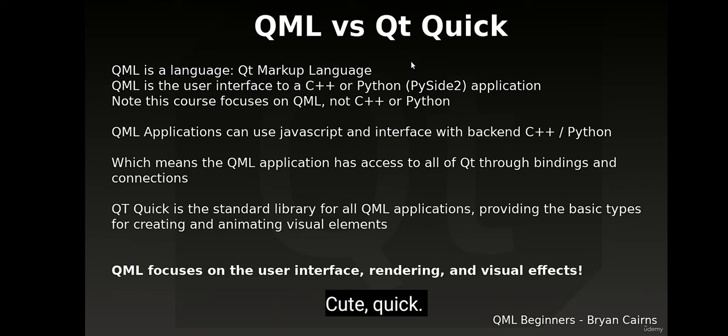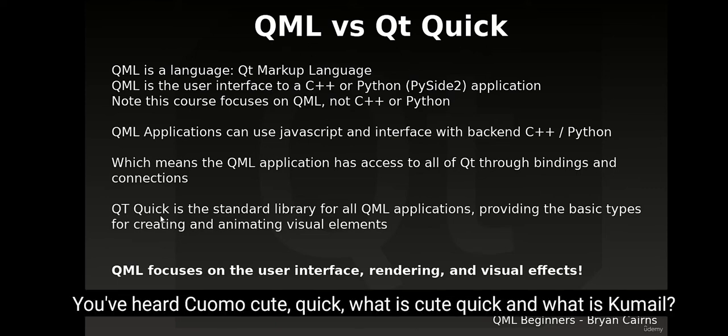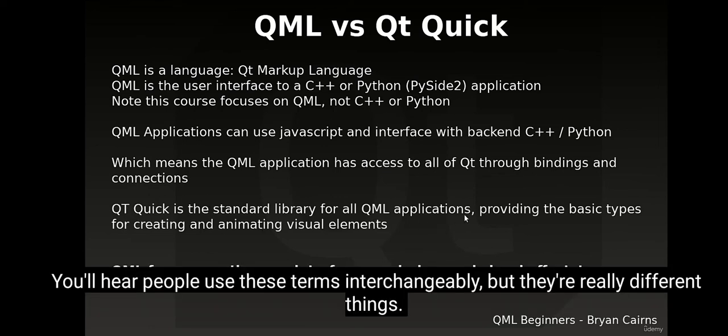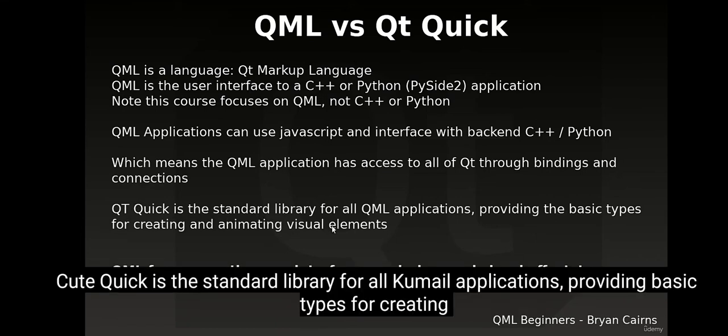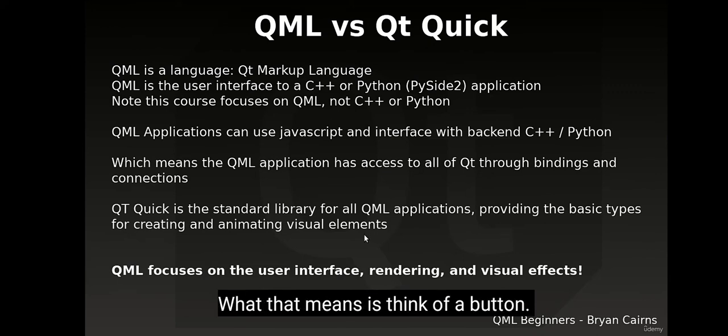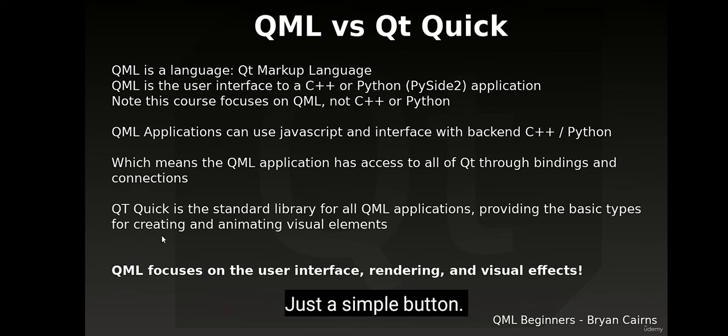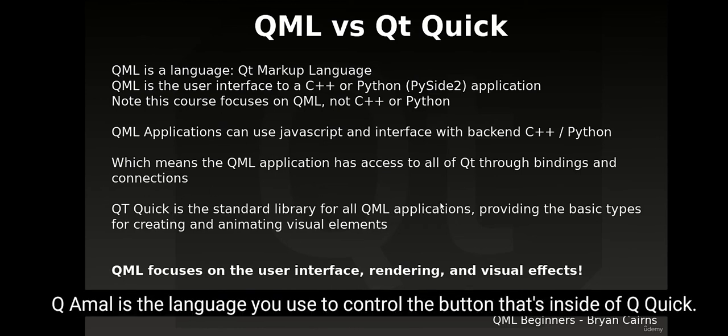Qt Quick. You've heard QML, Qt Quick. What is Qt Quick and what is QML? You'll hear people use these terms interchangeably, but they're really different things. They're two parts to the same puzzle. Qt Quick is the standard library for all QML applications, providing basic types for creating and animating visual elements. What that means is, think of a button, just a simple button. That's part of Qt Quick. It's part of the standard library. QML is the language you use to control the button that's inside of Qt Quick.